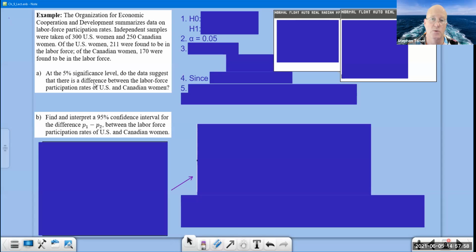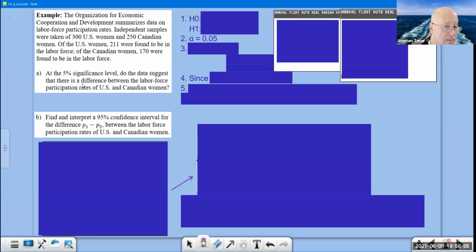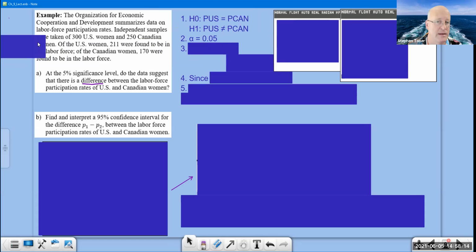difference, there's our key word, between the labor force participation rates. Okay, so difference, I'm going to underline that because that tells us that we're going to have a not equal to inequality. And my subscripts are going to be P subscript US. They don't look like subscripts, but I'm meaning for them to be. The proportion for the US is either equal to the Canadian or not equal to the Canadian labor rate for the women. There's my 5% significance level.